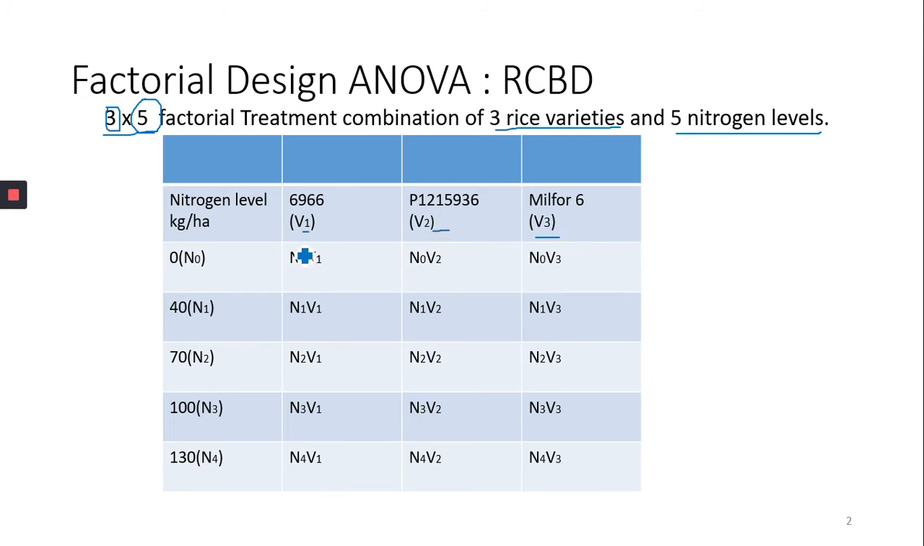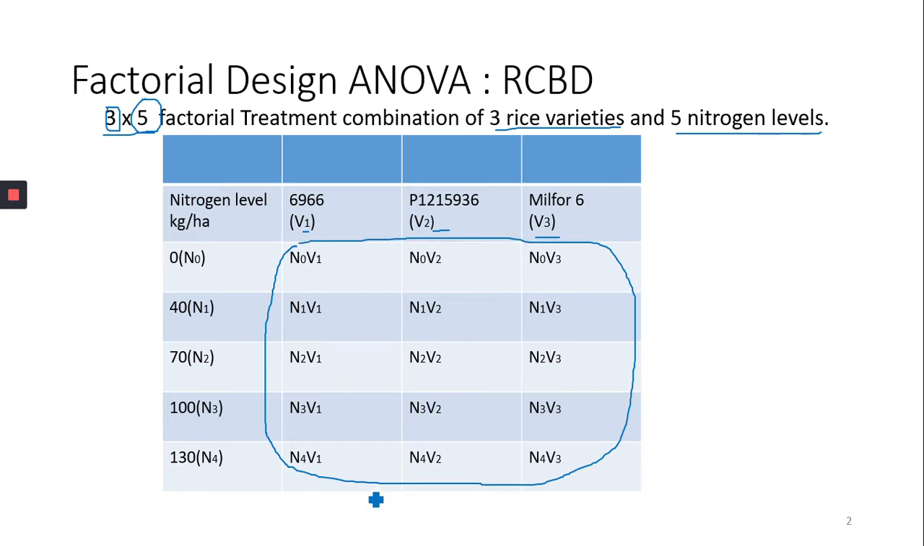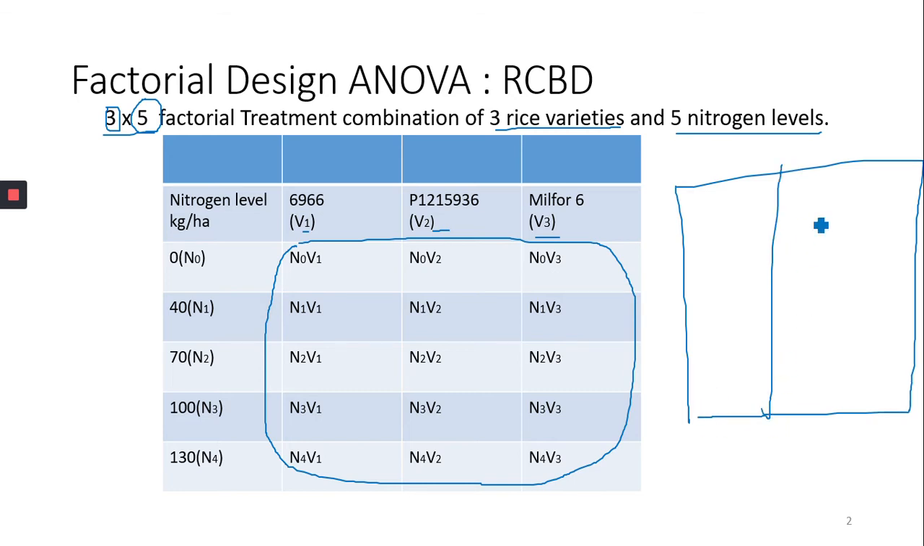So what we have here are the treatment combinations. These are the combinations that are formed in this factorial. That is the factorial treatment combinations. So you can see there are about 15 combinations. So in a single block of an RCBD, you will need about 15 plots. This is what it means. Something like this.